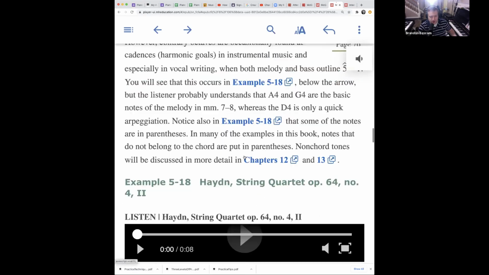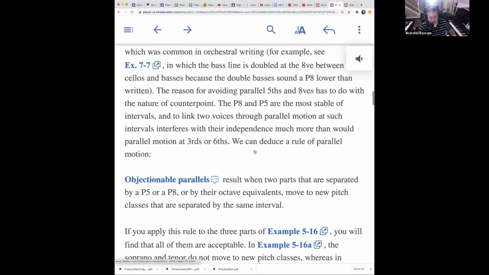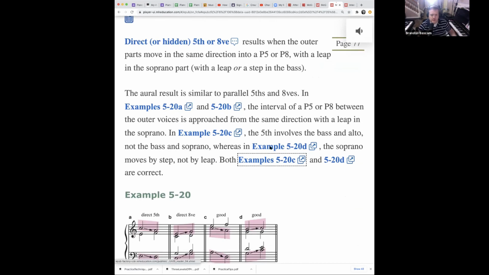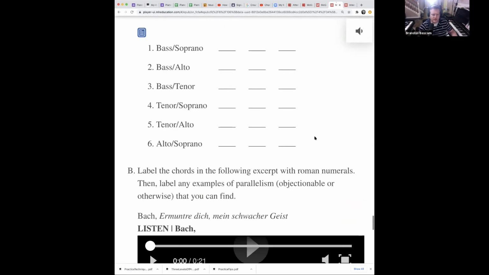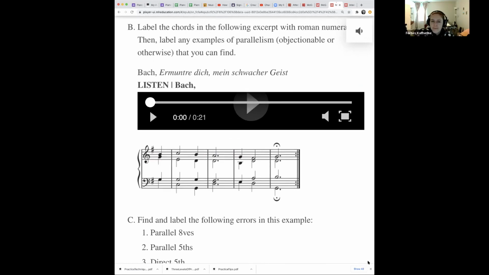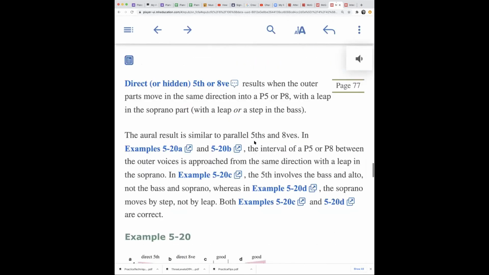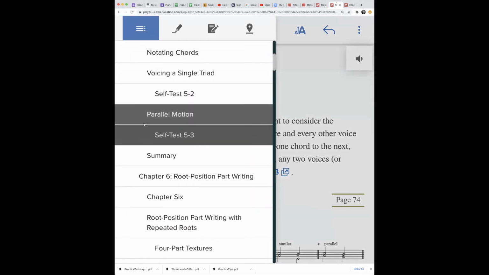Part writing. Who can write from a 1 to a 4 or a 1 to a 5 using all three ways? Do you remember the three ways that a chord can move? Oh, right, all three methods. The first one's common tone. Common tone, stepwise motion.